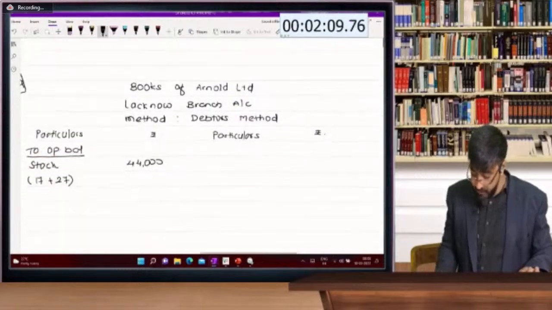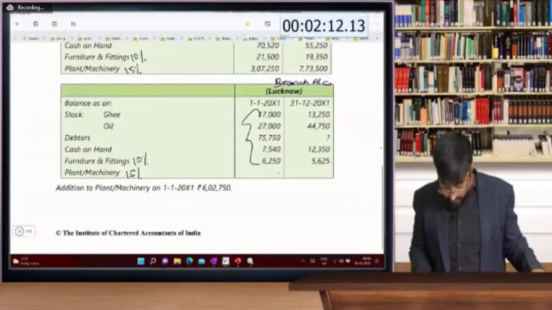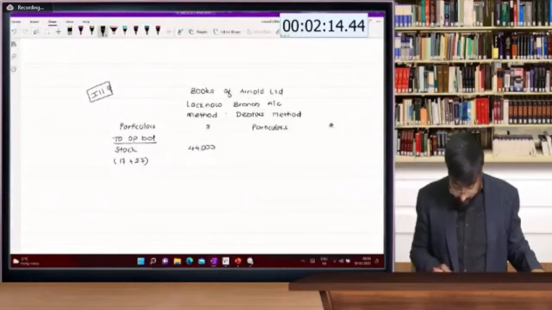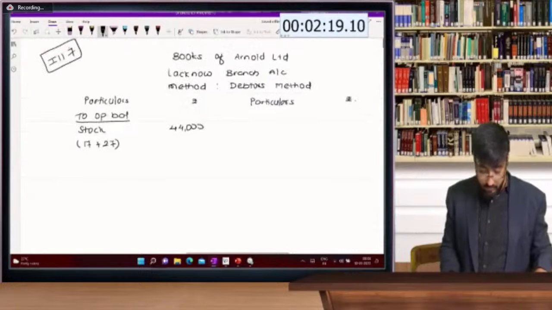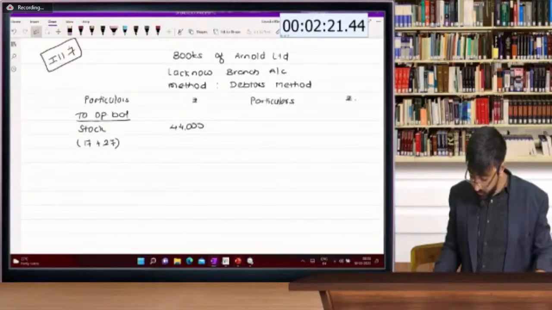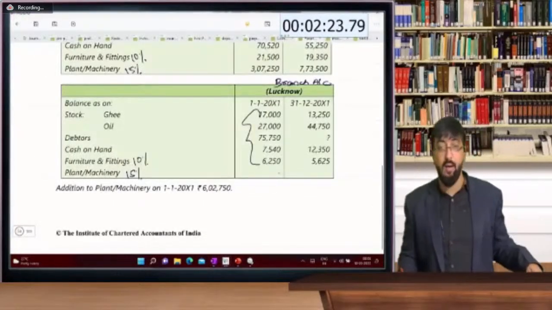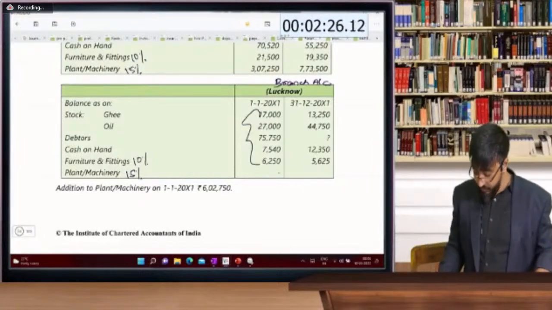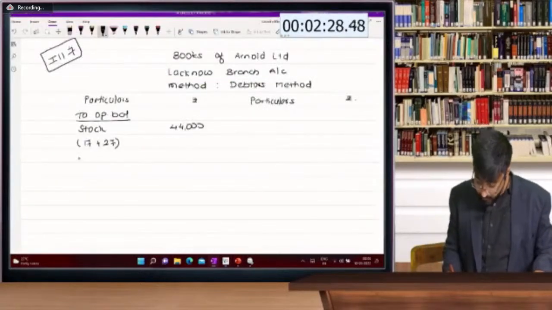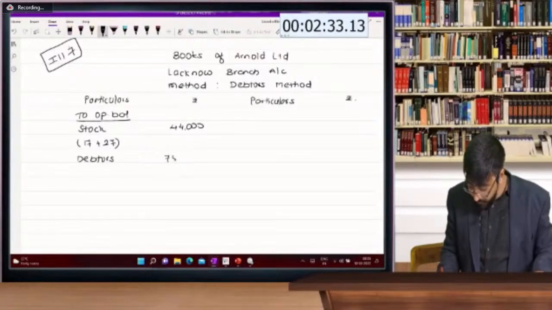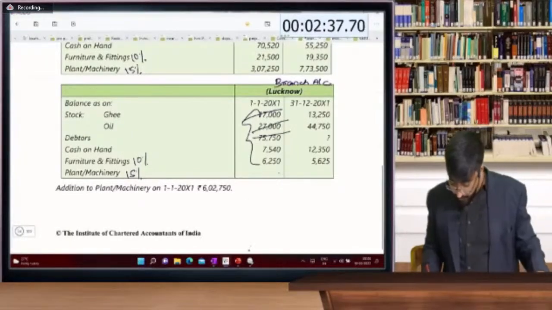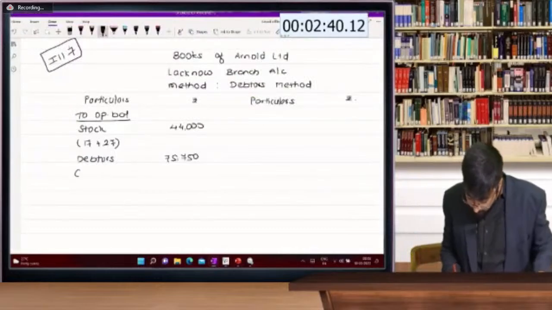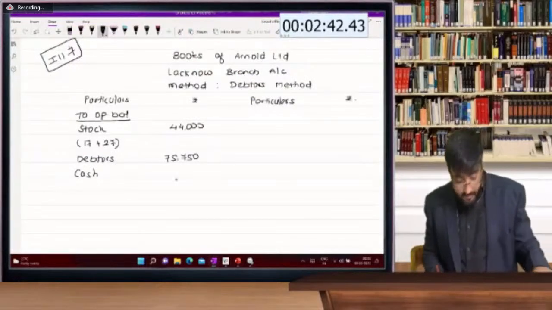Okay, sorry, this is not illustration number 9. This is illustration number 7. Chalo. Sorry, I made a mistake. Illustration 7. Debtors, 75,750. Cash, 7,540.